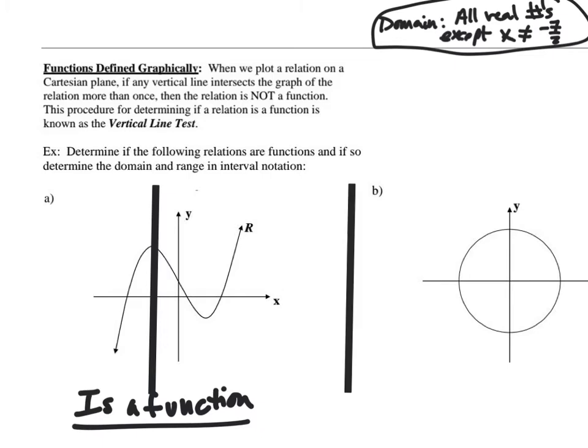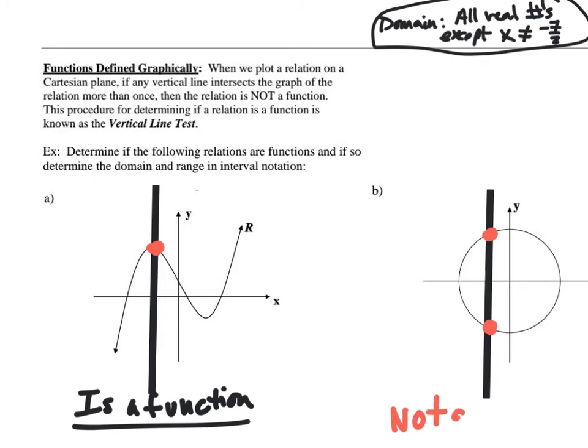If I take this vertical line and look at b, which is a circle, what I know is that if I put it over any point on this graph, it crosses the graph twice. So it has 2 intersection points instead of 1. So this is not a function. And so what we want to do is make sure that we can look at a graph, take your pencil, and determine whether we have a function or not.